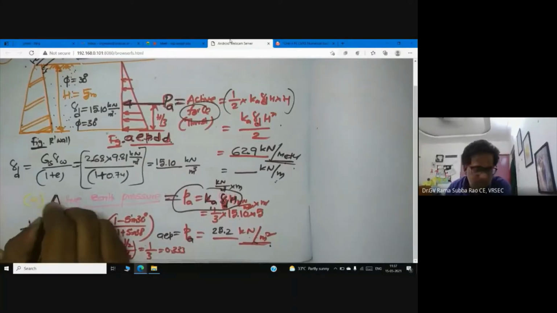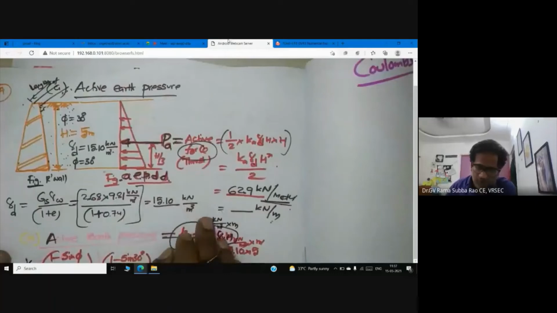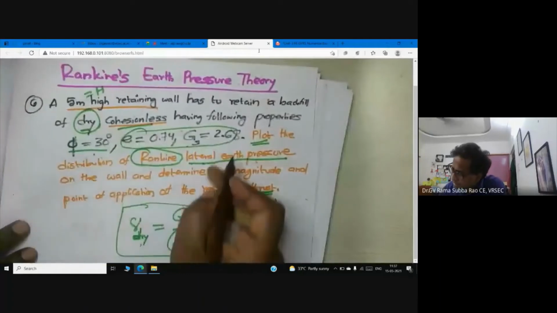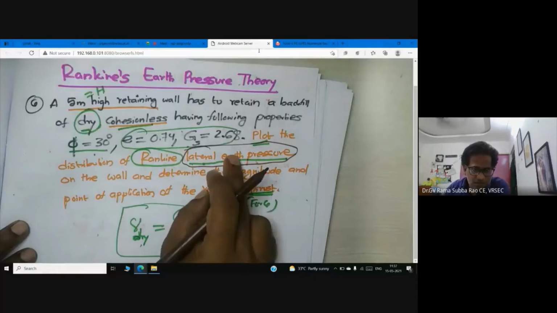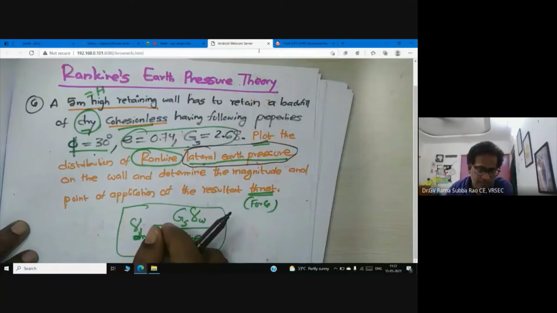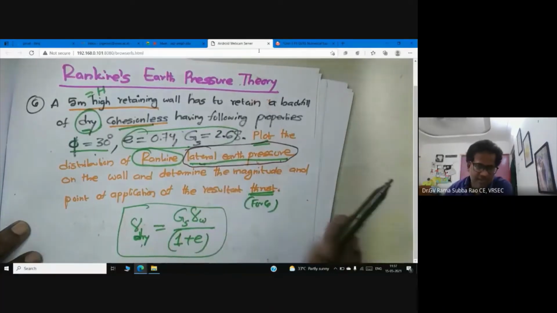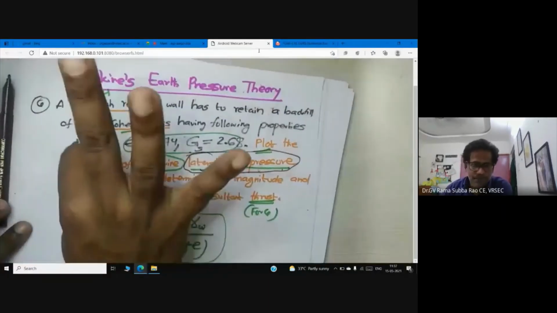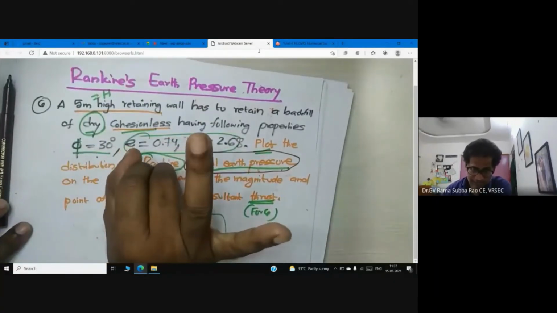Now, this is active. Now, I am asking you people to calculate passive, because the questioner is asking us to calculate lateral earth pressure. The questioner is having a lot of information with him. He wants to hide that information. He is saying just lateral earth pressure. But remember that there are three types of lateral earth pressure: active, passive, and earth pressure at rest.